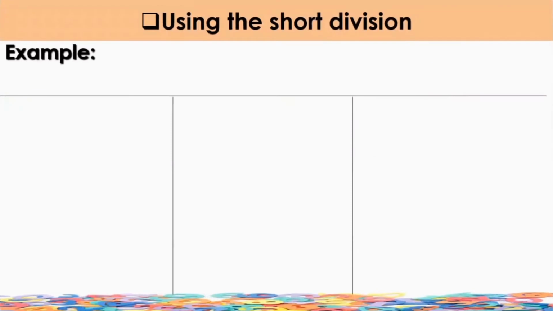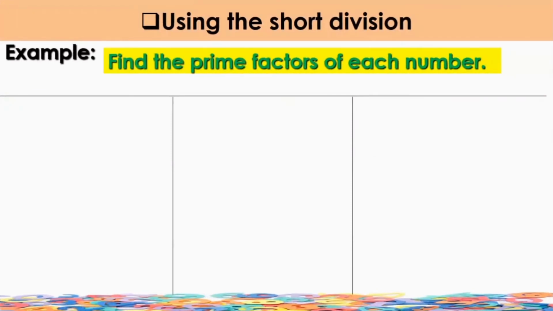Now, using short division in finding the prime factors of each number. We have here number 16. Now, let's think of the smallest factor of 16 that is a prime number, which when divided from 16 leaves no remainder. What is that number? 2. 16 divided by 2 is equal to 8. We all know 8 is a composite number. If that is the case, continue the process.